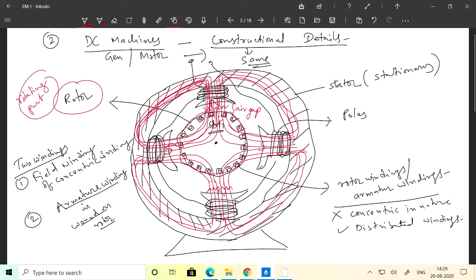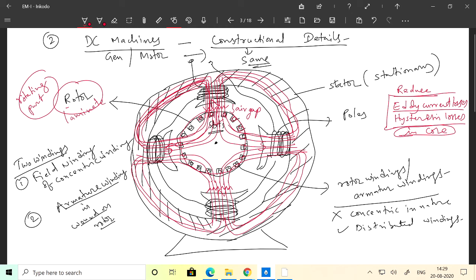So to reduce the eddy current losses and hysteresis losses in the core, what we do is laminate the rotor.